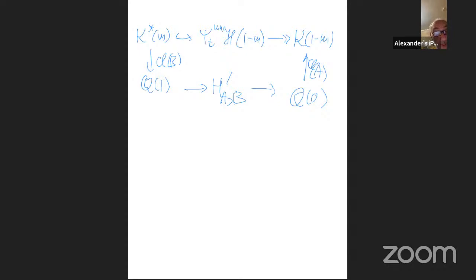And therefore we have the real number defined as before. And the theorem claims that this real number actually equals the height pairing of A and B.